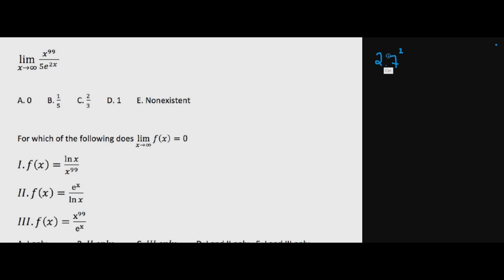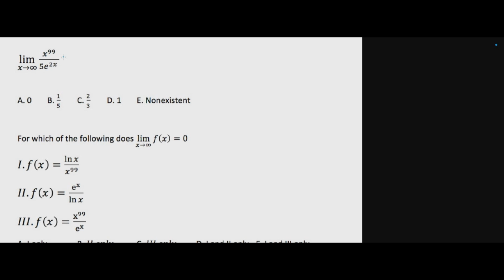And remember, exponential functions will always grow faster than any polynomial. So even though this is x to the 99, exponential functions grow way faster. We learned that in algebra 2 and hopefully a little bit in pre-calc, that exponential always grows faster than any other function, all right?